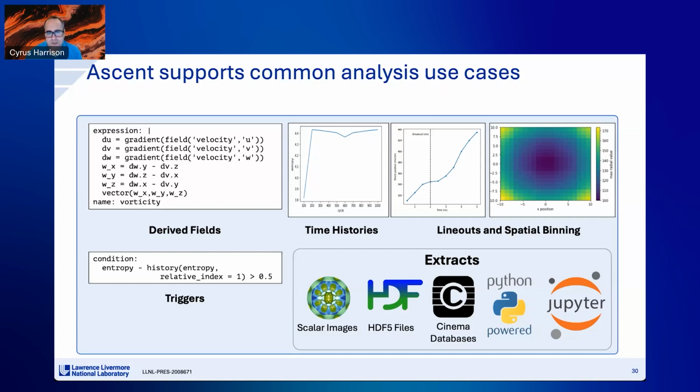And then finally, we have extracts. Extracts are a way to get data out of Ascent. Ascent's not going to do everything for you. It's not going to get your final answer, right? So we have ways of saving HDF5 files. We have ways of dropping into Python and Jupyter, creating something called a Cinema database, which is another way to kind of shake off this a priori fear. We'll talk to you about that later in the tutorial.